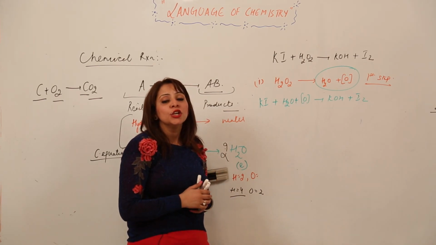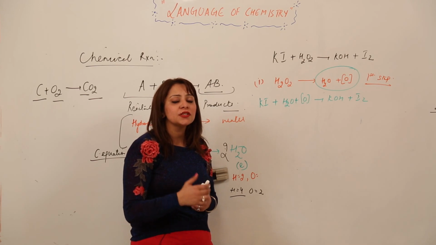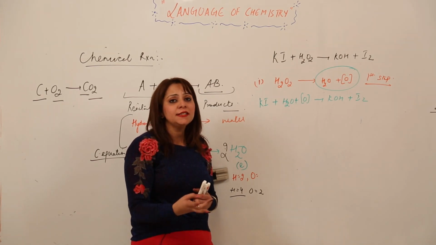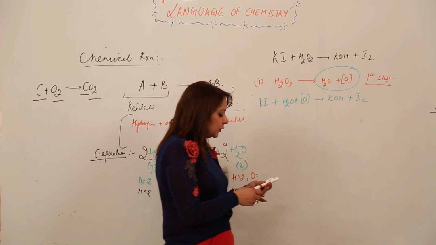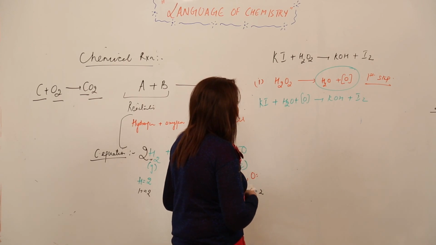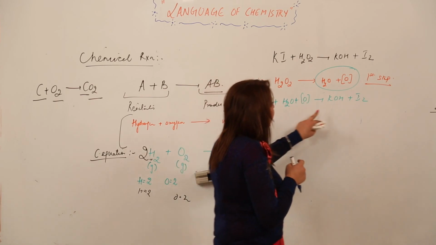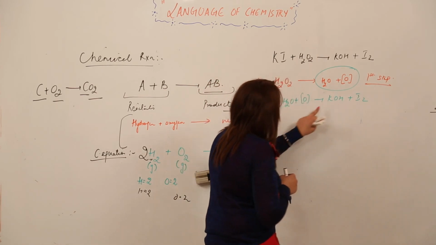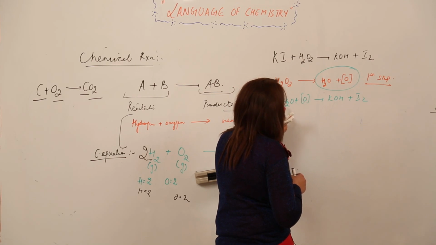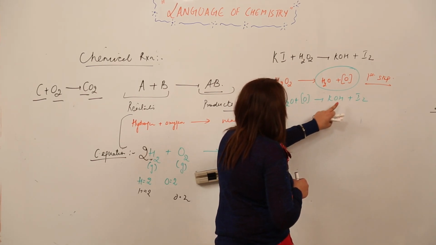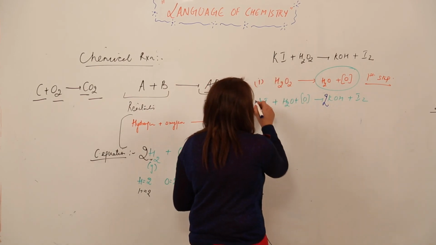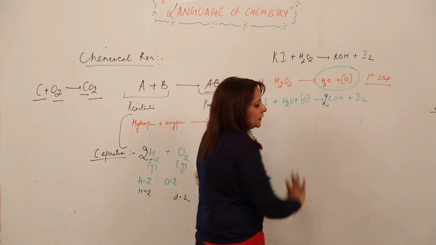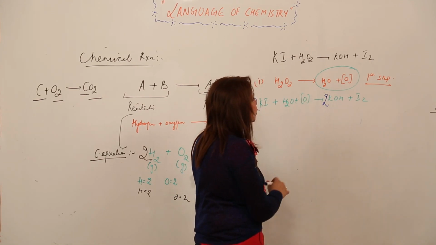Now the question comes: after making this partial equation, what to do? The third step is to do the balancing wherever it is required. So I am balancing this reaction. See, here there is 2 KI and here there is 1 K, and here there are 2 hydrogens but here is 1 hydrogen. So I am making it 2 by writing 2 here. Now the potassium becomes 2, so by the hit and trial method I am balancing this reaction, right. Now this reaction is totally balanced.